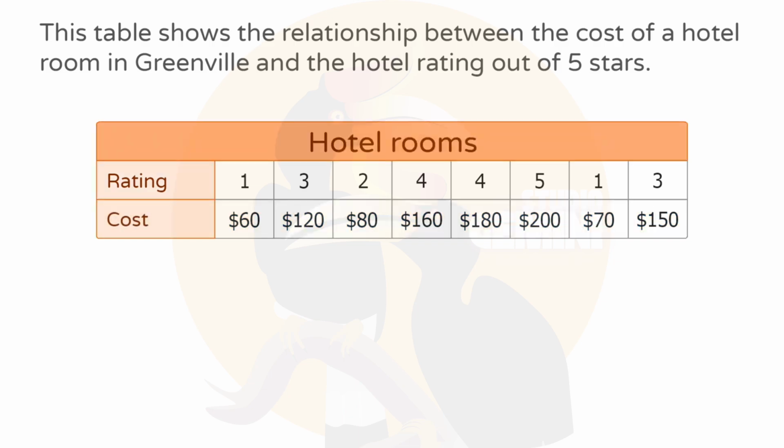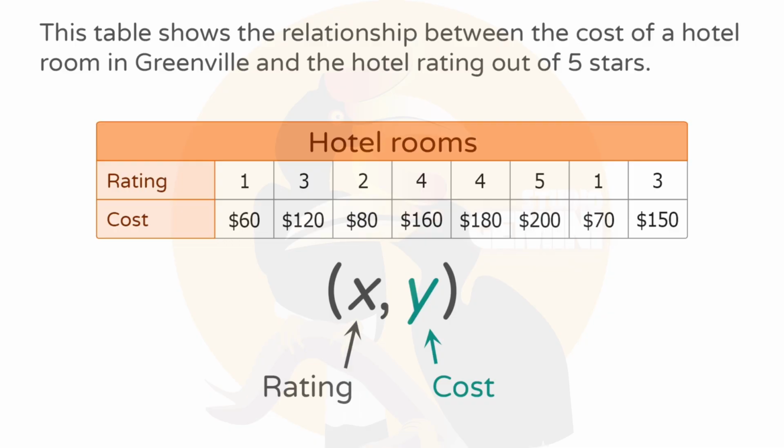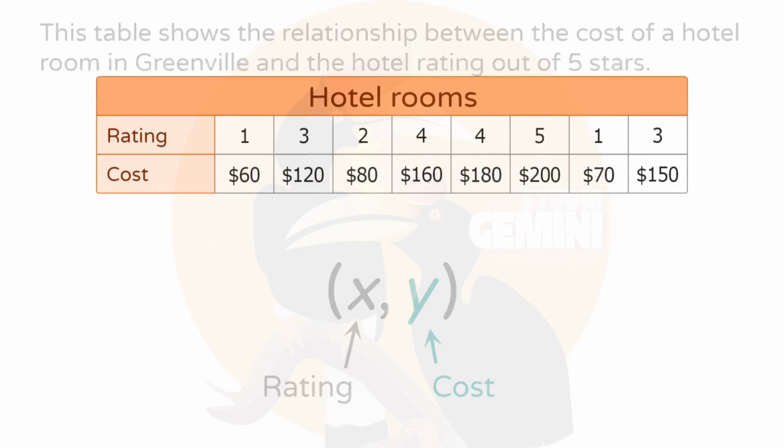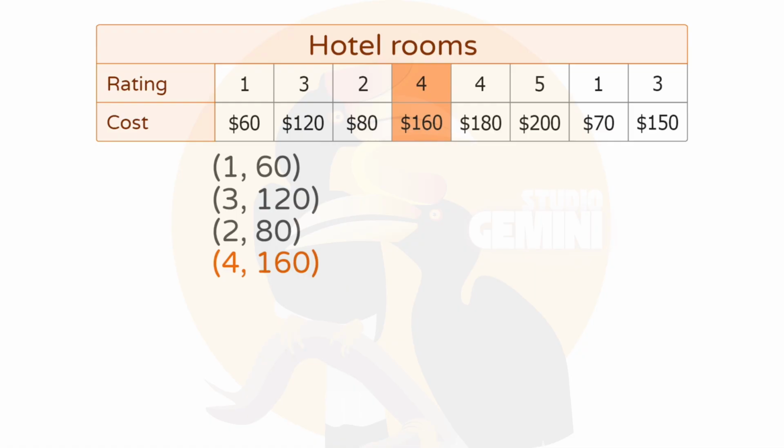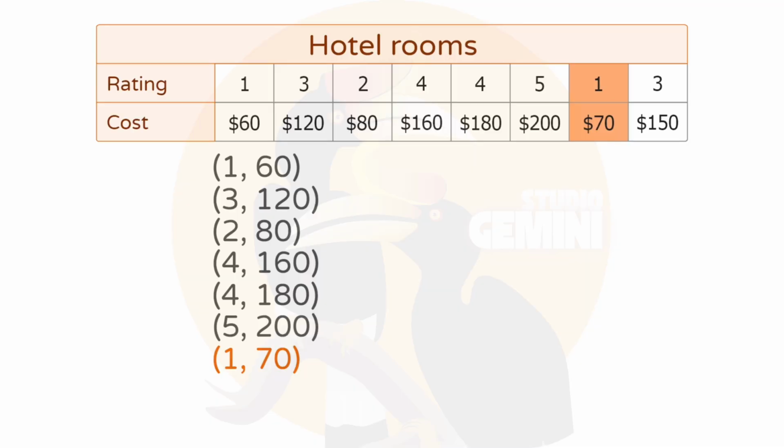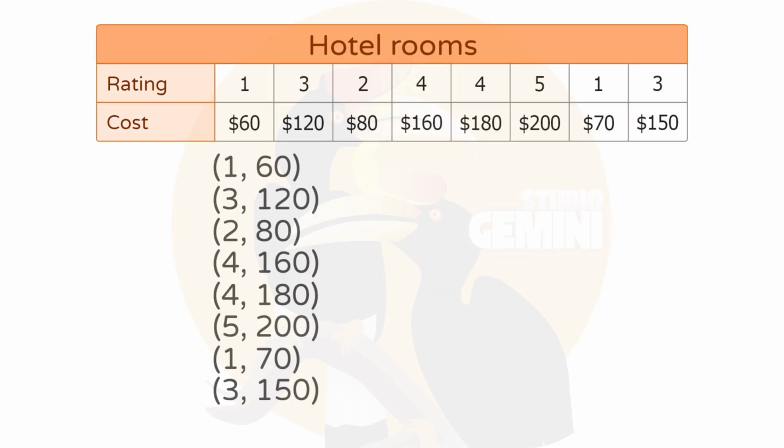So like last time, we can write an ordered pair for each room. This time the rating will go on the x-axis, so put the hotel rating first, and the cost will go on the y-axis, so put the cost of a room second. Our ordered pairs are (1, 60), (3, 120), (2, 80), (4, 160), (4, 180), (5, 200), (1, 70), and (3, 150). Finally, let's graph the ordered pairs.